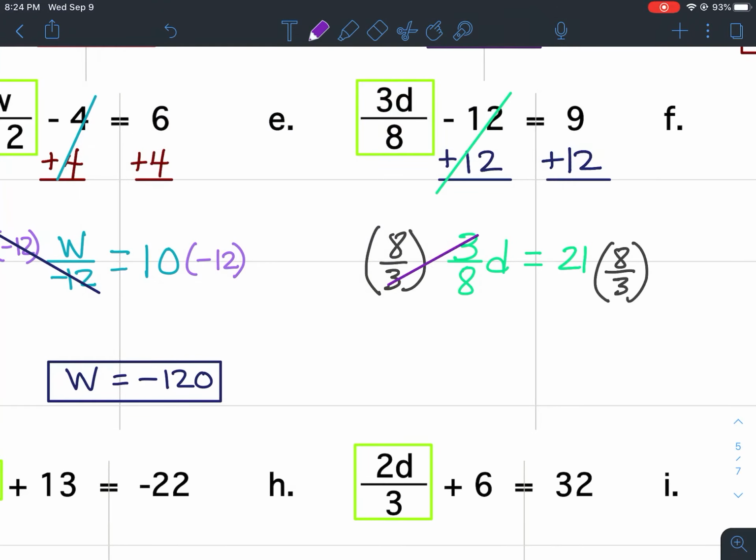So the 3's cancel, the 8's cancel. Bring down my variable. My equal sign. You can put that directly into your calculator as 21 times 8/3, or if you want to, you could reduce. If I reduced, I know that 3 goes into both 3 and 21. 3 divided by 3 is 1. 21 divided by 3 is 7. And then you could just do 7 times 8. It doesn't matter to me how you do it. Whatever is easiest for you.